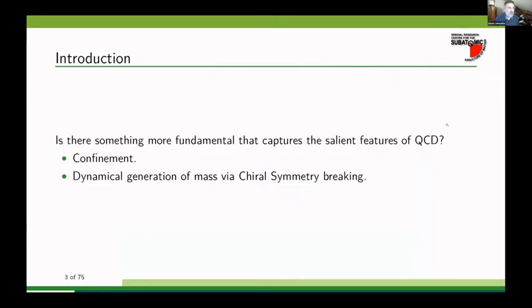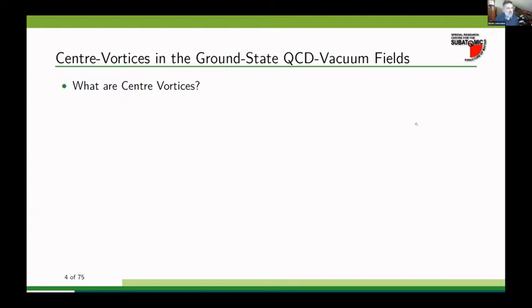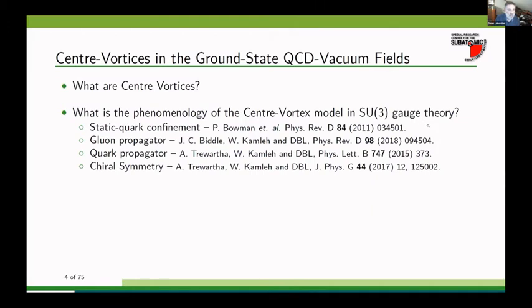But what I'd like you to do today is just entertain the possibility that there's something more fundamental that actually captures the salient features of QCD, that of confinement and the dynamical generation of mass through chiral symmetry breaking. So I'm going to ask you to consider center vortices in the ground state QCD vacuum fields. We'll start off just by explaining what center vortices are, and then with about 4 slides, I'm going to try and capture your interest and invite you to entertain the possibility that this is interesting.